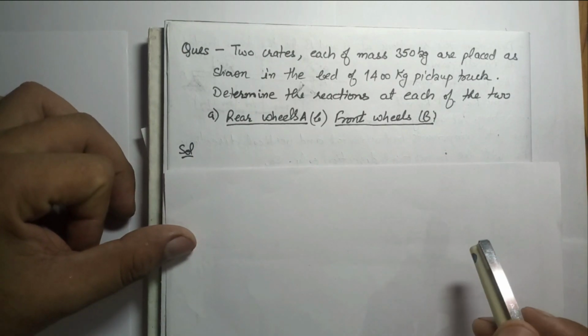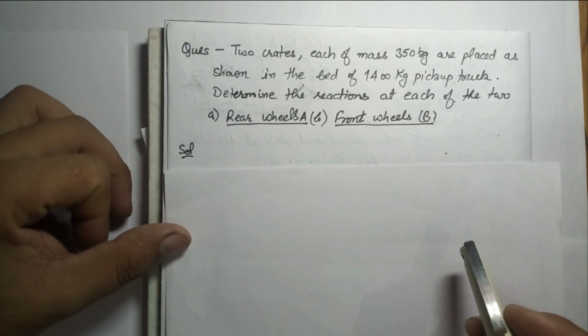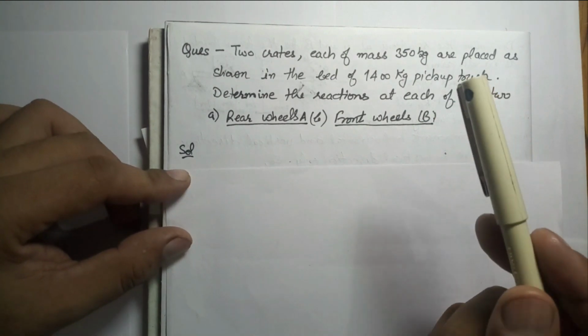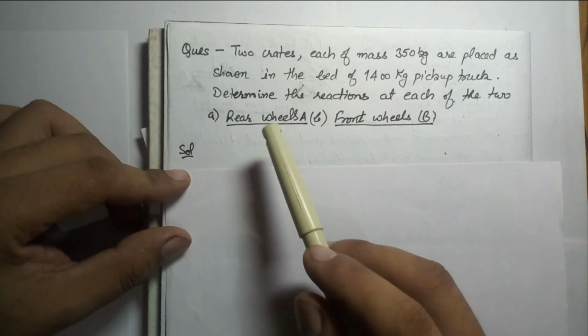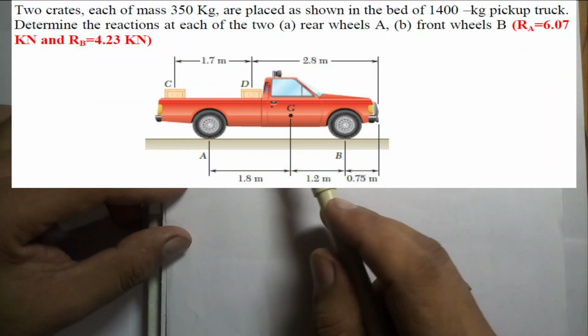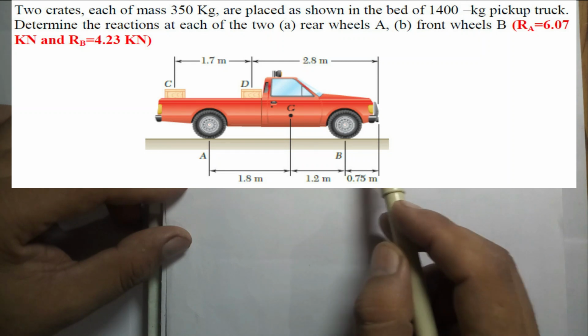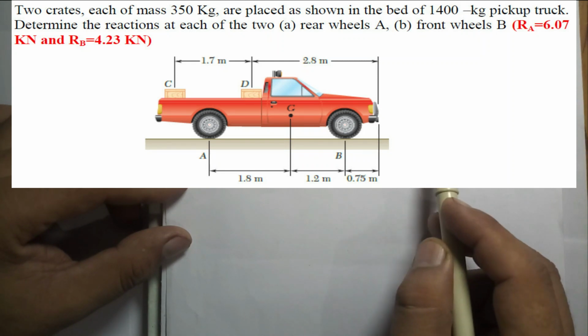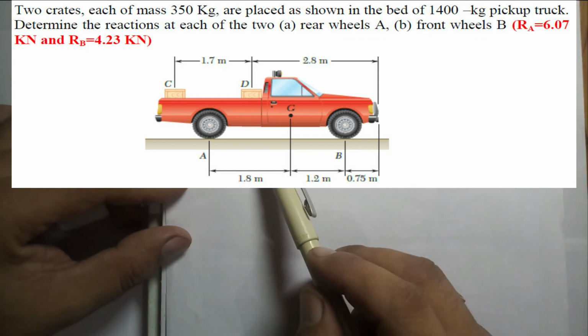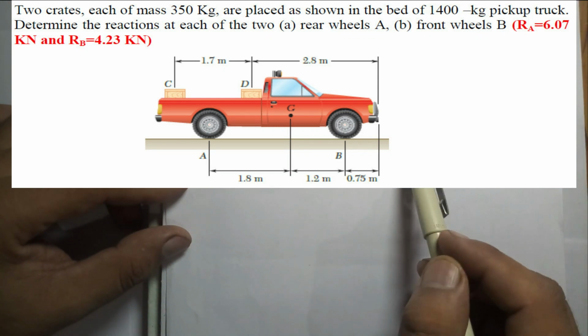Hello everyone. Now we will solve one numerical on the topic, that is system of forces. The statement is as given. Two crates, each of mass 350 kg, are placed as shown in the bed of a 1400 kg pickup truck. Determine the reactions at each of the rear wheels and front wheels.